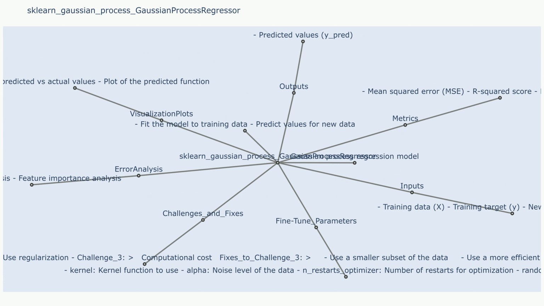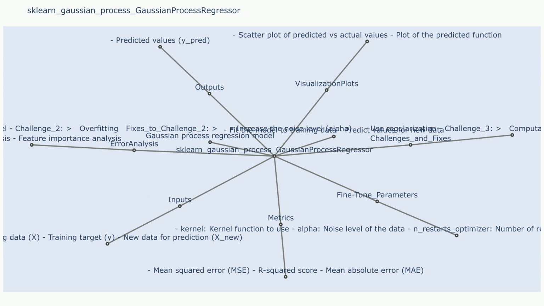Kernel selection. You need to choose a kernel function that defines the covariance between data points. The choice of kernel determines the shape and smoothness of your predicted function. Common kernels include the RBF (radial basis function) kernel, Matern kernel, and polynomial kernel.